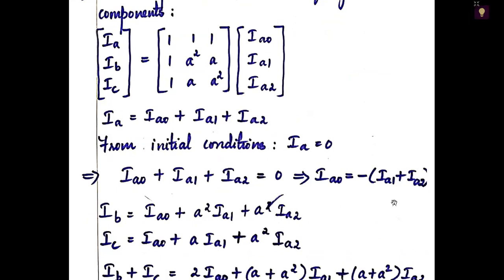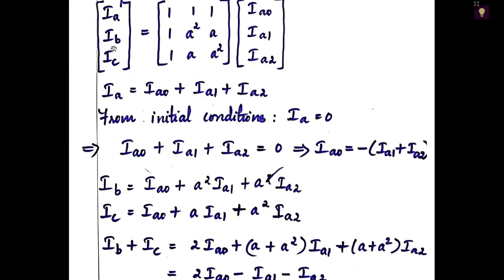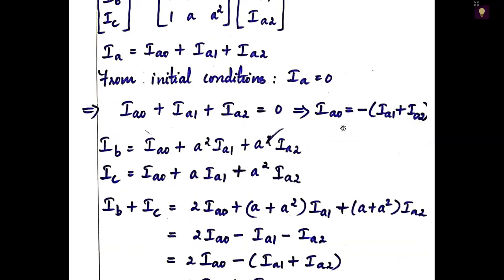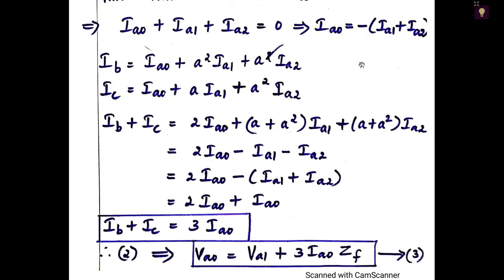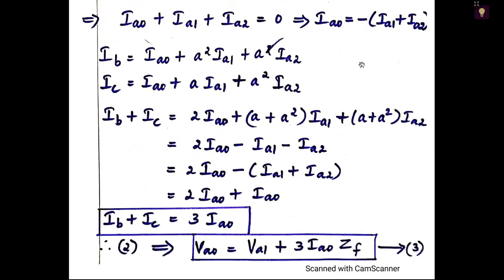In the same way, expand for IB. What is IB? IA naught plus A square IA1 plus A IA2. And what is IC? IA naught plus A IA1 plus A square IA2. Okay, so now we got the expressions for IB and IC. Add both because we are concerned about finding IB plus IC.